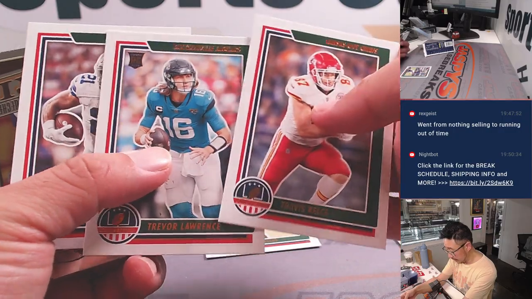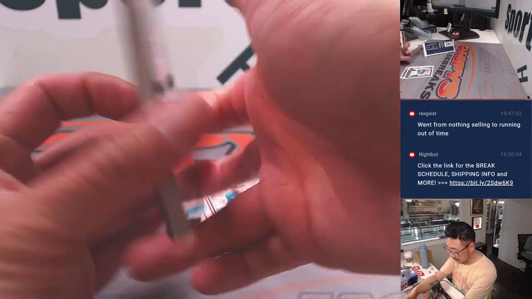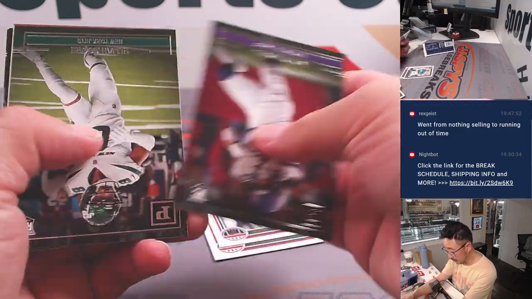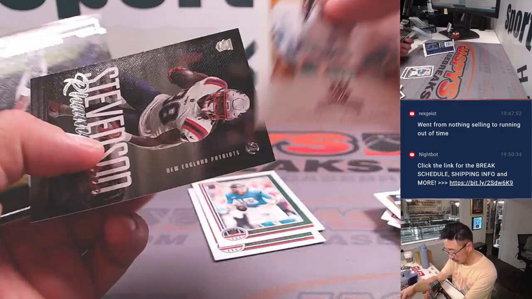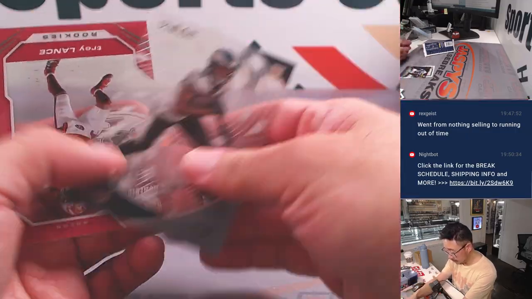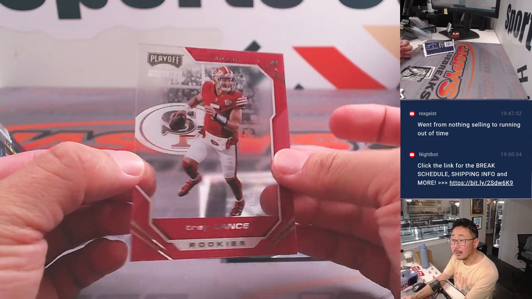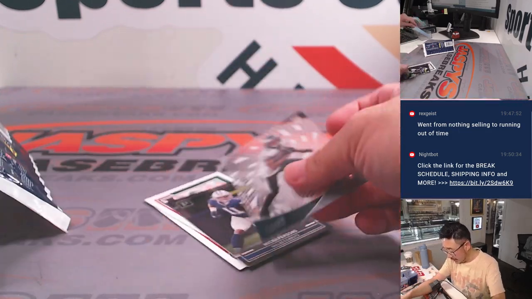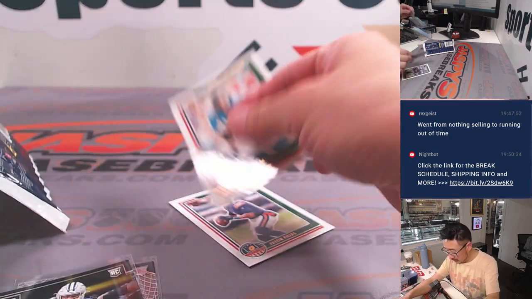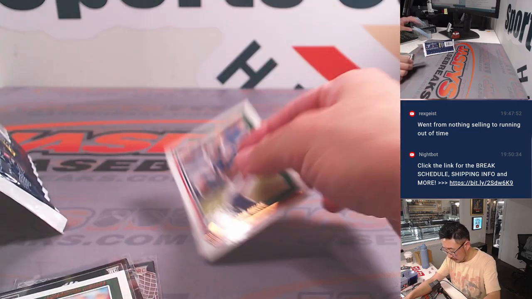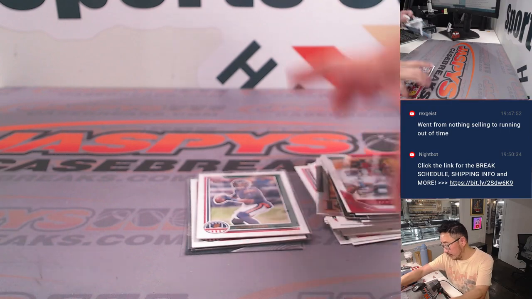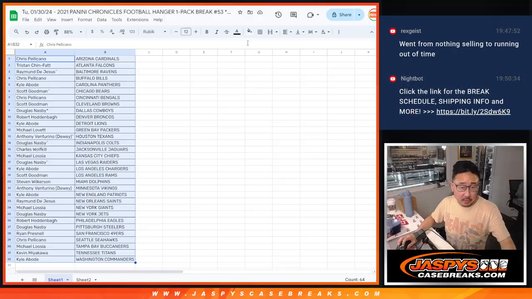Justin Fields rookie card. That's right, 2021. Trevor Lawrence as well. Let me get my brain back into 2021 mode. Trey Lance right there as well. All right. See what happens with Justin Fields here. Charles, you'll get the Trevor Lawrence rookie card. All right, not bad. Let's flip back over here.